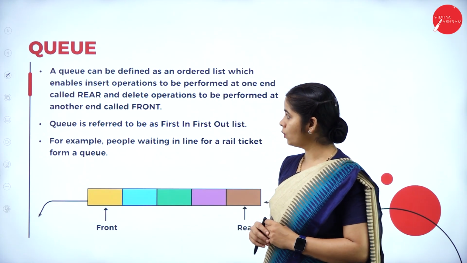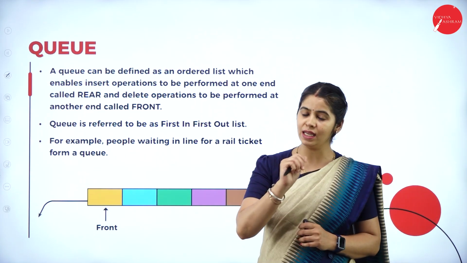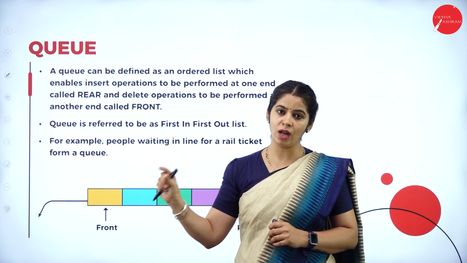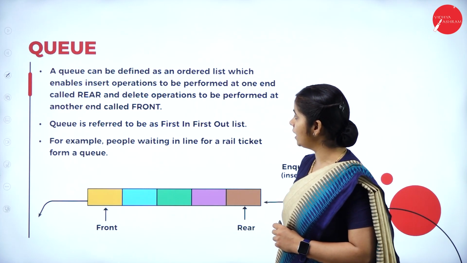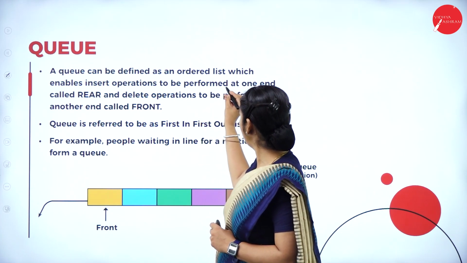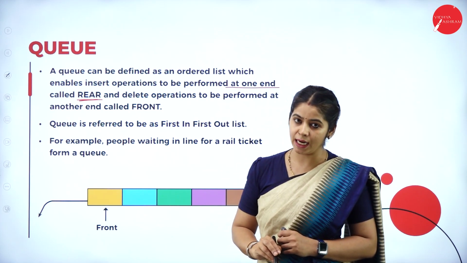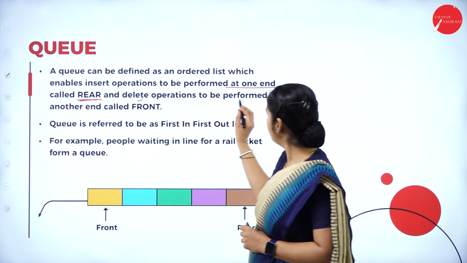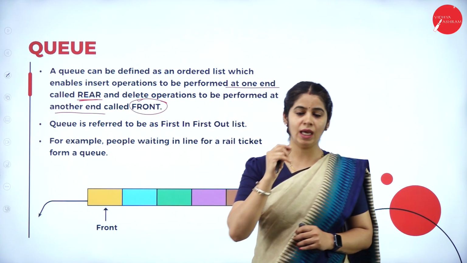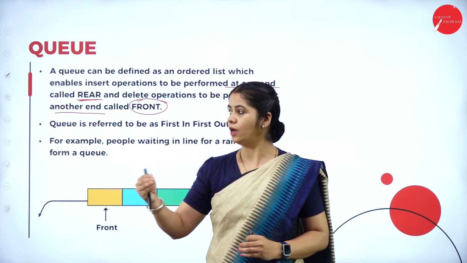Let us see what a queue is. Queue can be defined as an ordered list. Right, it is a linear data type. All the elements are stored in sequential order. That's why we call it a linear data type. It is an ordered list which enables the insertion operation to be performed at one end, called the rear end, and the deletion operation to be performed at the other end, called the front end. How many ends do we have? We have two ends. One is the rear end and one is the front end.